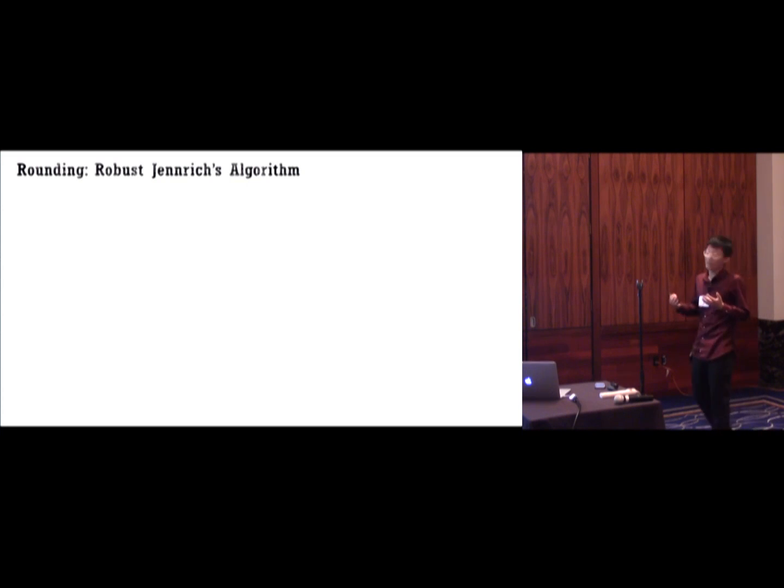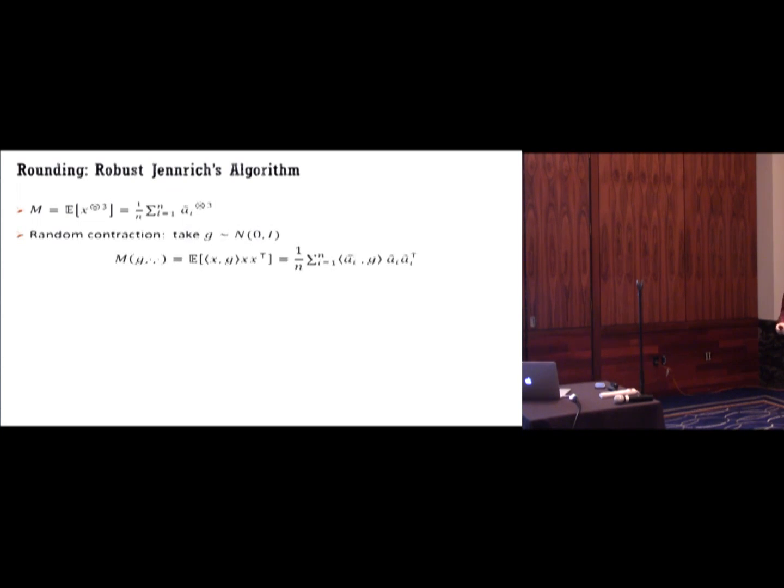So for the orthogonal case, there was this generic algorithm, and we need a robust version because we want to deal with the noise. So let's start with this 3rd order tensor. We have this sum of ai hat to the tensor power 3. And let's do this random contraction. So basically, let's take a Gaussian vector G from the spherical Gaussian. Let's consider this M of G, dot, dot. This is basically, you consider M as a multilinear form, and you plug in G into one of the modes.